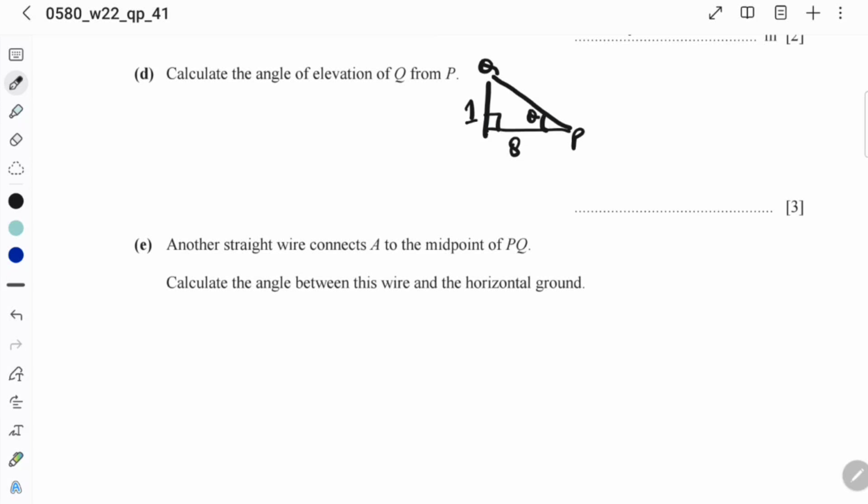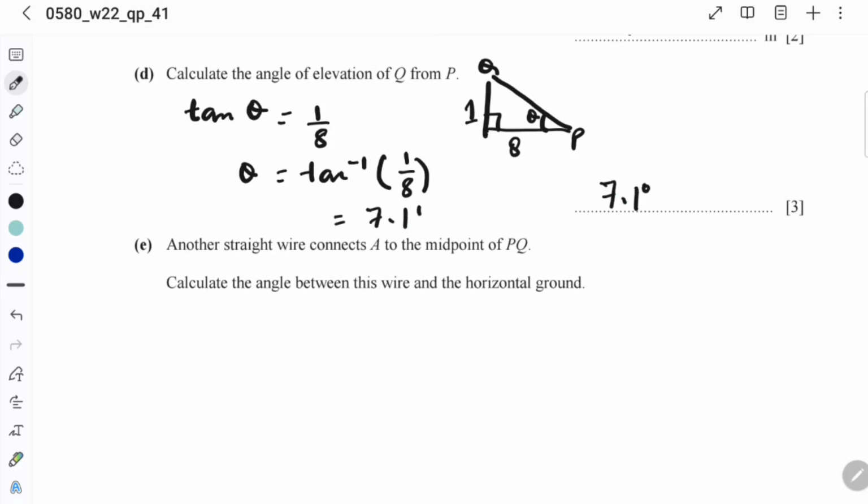Obviously we'll apply tan theta is equal to O over A, 1 over 8. Theta is tan inverse of 1 upon 8. Calculate this answer, so that is equal to 7.1 degrees. Alright, the last part of this question: another straight wire connects A to the midpoint of PQ. Calculate the angle between the wire and the horizontal ground.